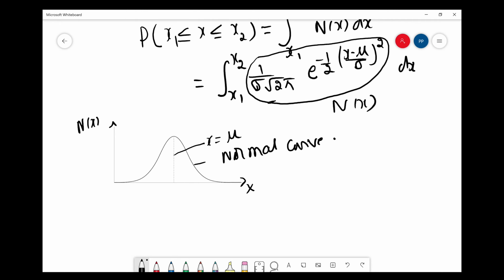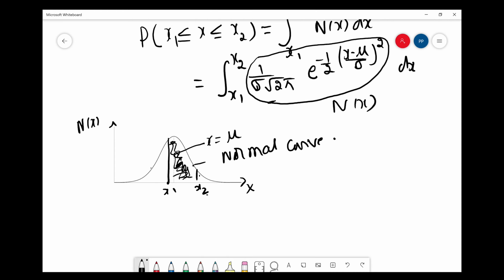Now the question is, what will this integral give us? This integral will give us the area below this normal curve from x1 to x2. x1 may be here and x2 may be here, or you can have x1 and x2 somewhere else. Then this integral will give the area between them.